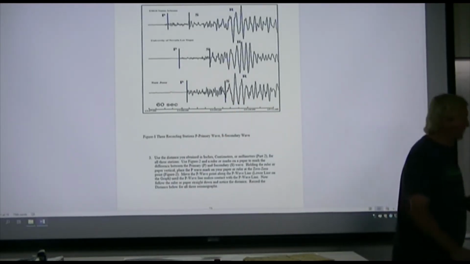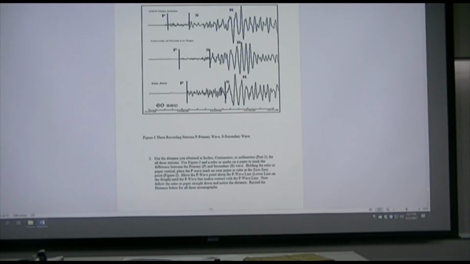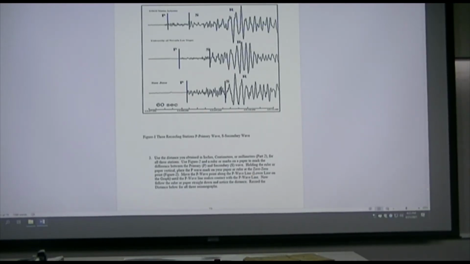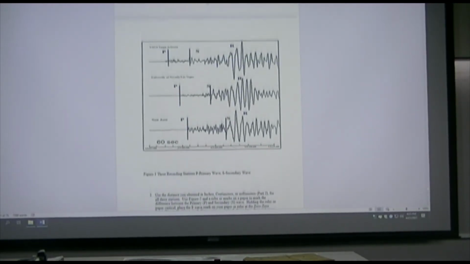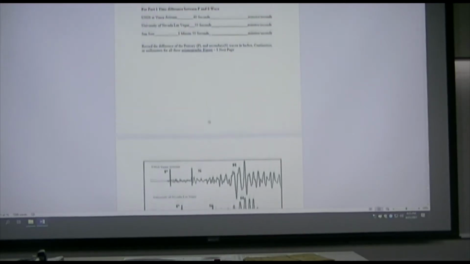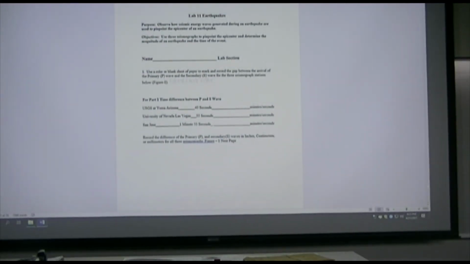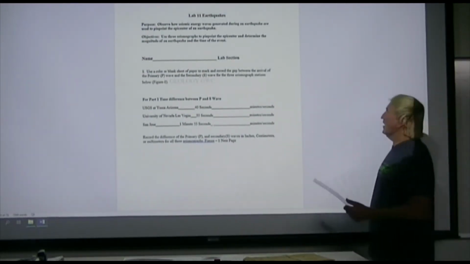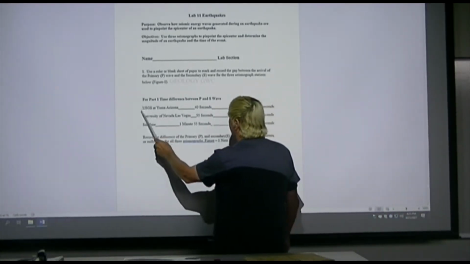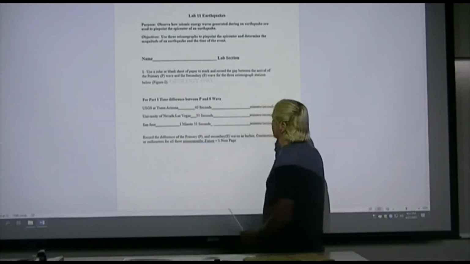So for consideration of time here, going back up here, the difference in arrival time for the P wave and the S wave for USGS at Yuma is 40 seconds.